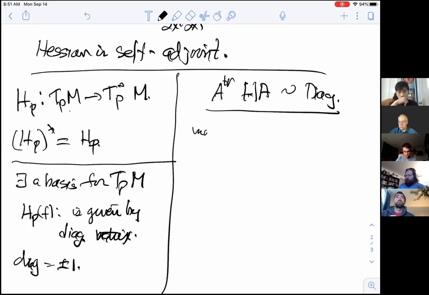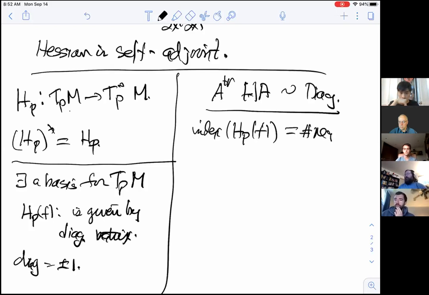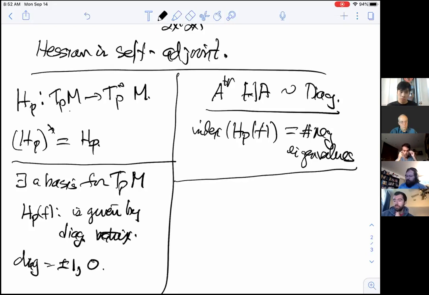The index of the Hessian, the index of any quadratic form, is the number of strictly negative eigenvalues when you do this decomposition. So the number of minus ones in this decomposition. I guess I should have said plus or minus 1 and 0. The Hessian may be degenerate. All right. So that's our Hessian.